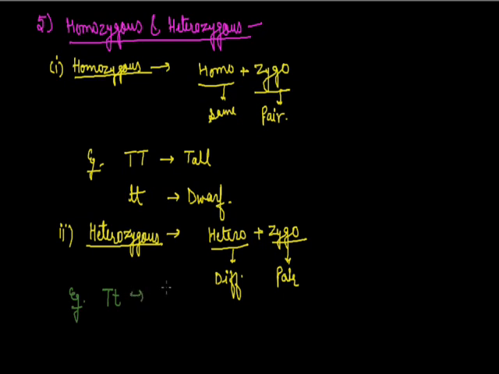Although this can express the dominant feature only, so the plant will be tall. As I told you earlier, if dominant and recessive are both available, then the dominant can express itself. So this plant will be tall, but it's a heterozygous tall, while the earlier plant, capital T, capital T, will be homozygous tall.